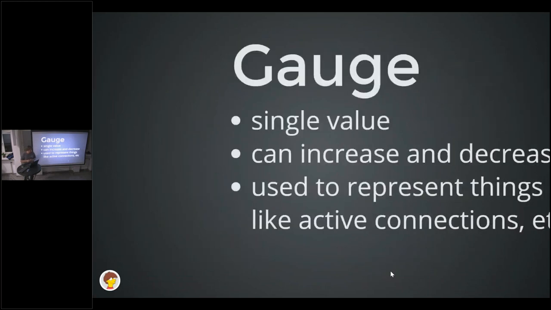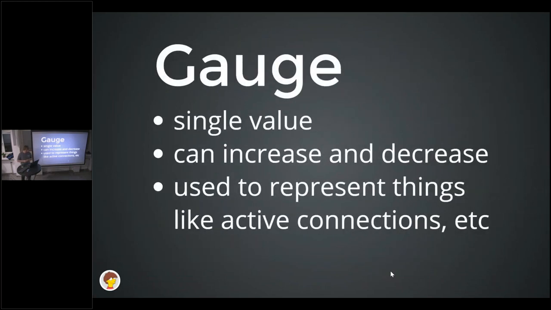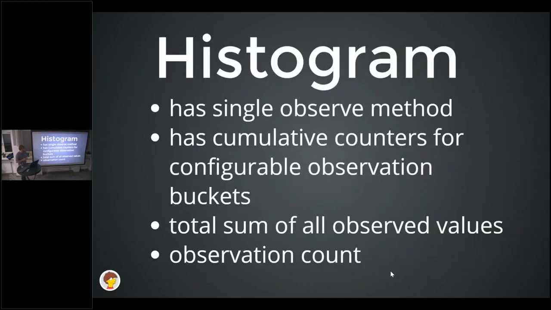If you have something that can go down, that's called a gauge. For example, the number of active connections on some of our RTC infrastructure, the number of people that are on there, we would represent as a gauge because it can go down. And then the most powerful one is a histogram. Its API has a single method called observe. It has cumulative counters for buckets, and it also measures the sum of all observed values and the observation count. The reason for that is that with that, you can compute things like averages.